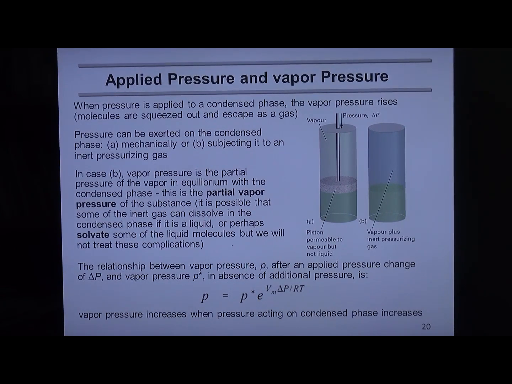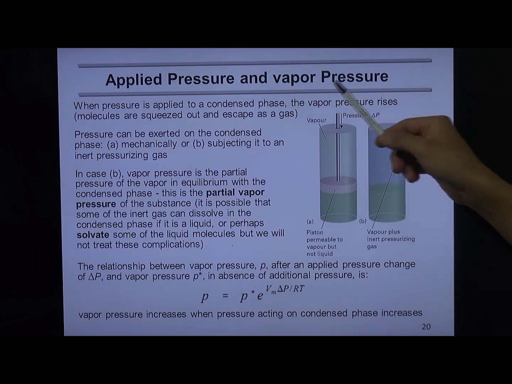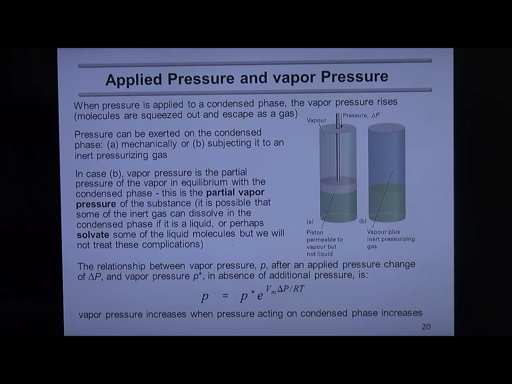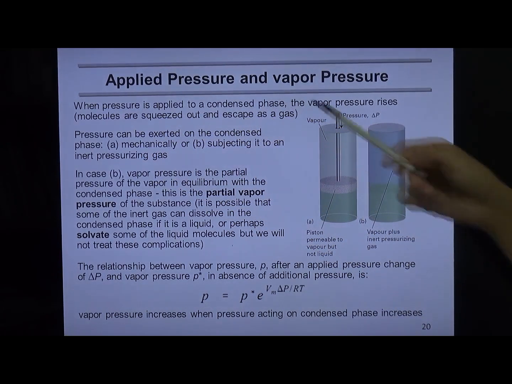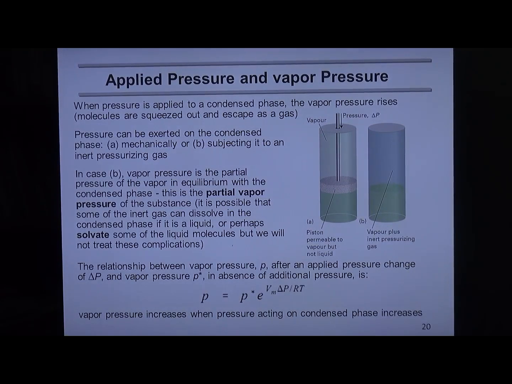How about the liquid-vapor boundary? If you apply pressure, would the liquid-vapor boundary change? Especially, would the vapor pressure change? So let's assume that we apply pressure to the condensed phase, to the liquid. Then the result is that the vapor pressure increases. Let's just imagine this kind of experiment.